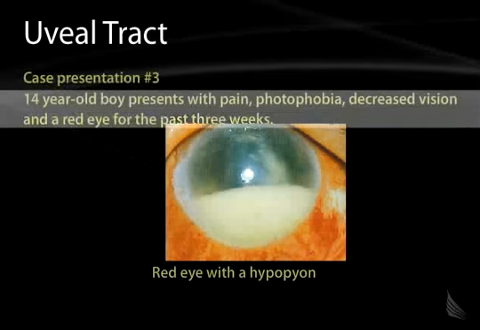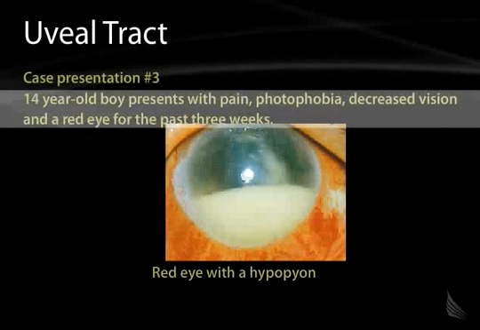Case presentation number 3. A 14-year-old boy presents with pain, photophobia, or light sensitivity, decreased vision, and a red eye for the past 3 weeks. You get a picture like this. Anytime you see that white in the bottom of the pupil, you know it's not right. That is layering of white blood cells in the anterior chamber, and that's called a hypopyon.